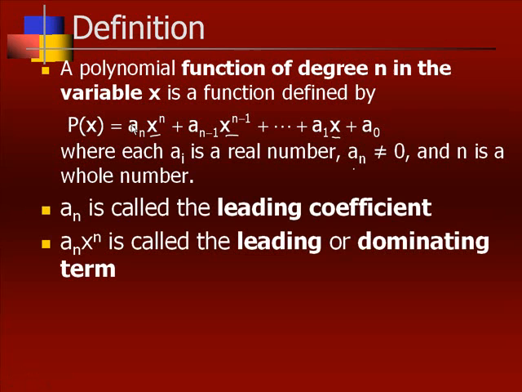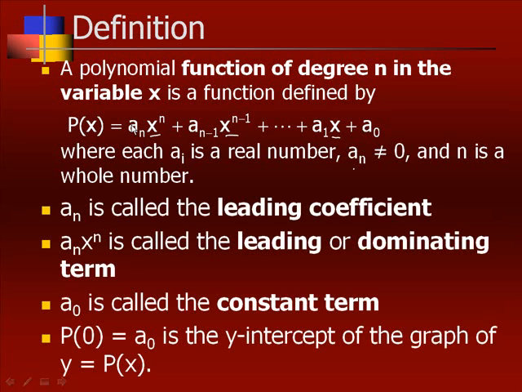A sub n is called the leading coefficient, and a sub n x to the n power is called the leading term or the dominating term. A sub 0 is called the constant term. P of 0 equals a sub 0 is the y-intercept of the graph of y equals that p of x function.